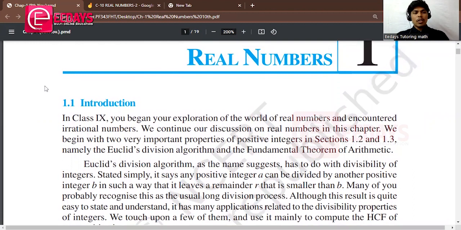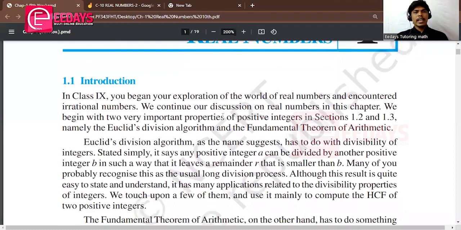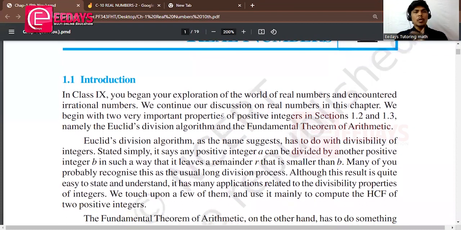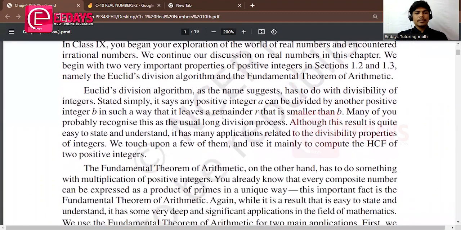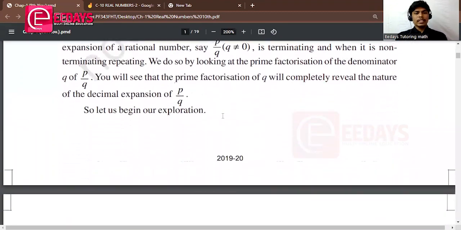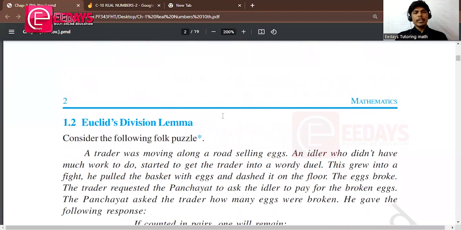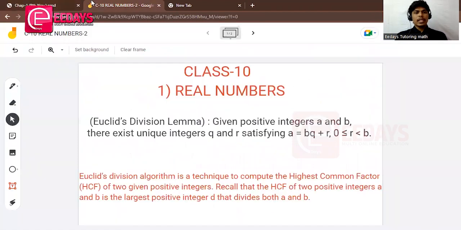Yesterday, let's recall what we discussed in the previous class. In real numbers, we discussed the basics and what real numbers are. Real numbers are a combination of both rational numbers and irrational numbers. We also discussed the Euclid division lemma method. You just recall all the concepts.